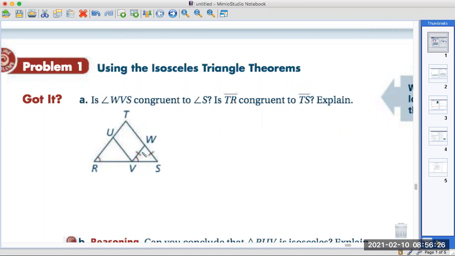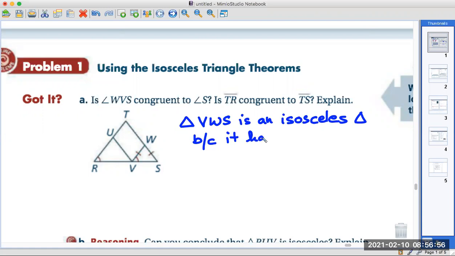And I think from the smallest one, you can see that it's definitely an isosceles triangle. So I'm going to write that down: triangle VWS is an isosceles triangle because it has 2 equal sides. So I know that I can mark these 2 angles as congruent.